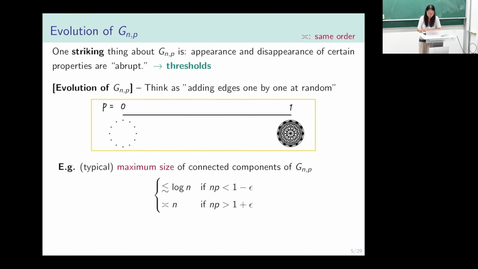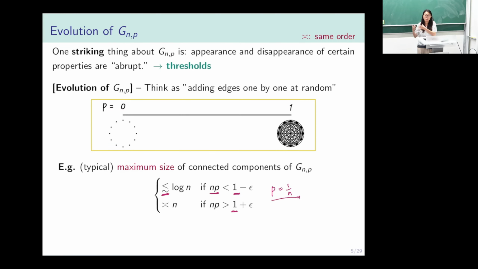And so for example, let's consider what's the typical maximum size of connected components of G(n,p). Here I used 'typical' because again, G(n,p) is not a fixed graph, but a random distribution. Here what's interesting is if n times p is slightly smaller than 1, then typically all of the components have size at most log n, up to a constant factor. So all of the components are pretty small. On the other hand, if n times p is slightly larger than 1, then suddenly we see a giant component whose size is as large as order n. And so in this sense, we can say that p equals 1 over n is the threshold for the appearance of a giant component.